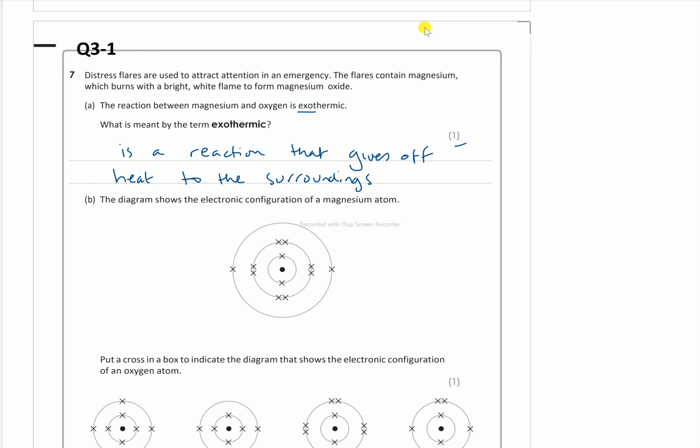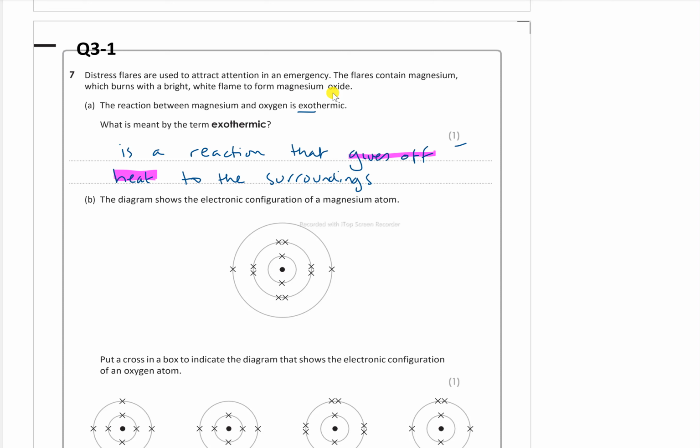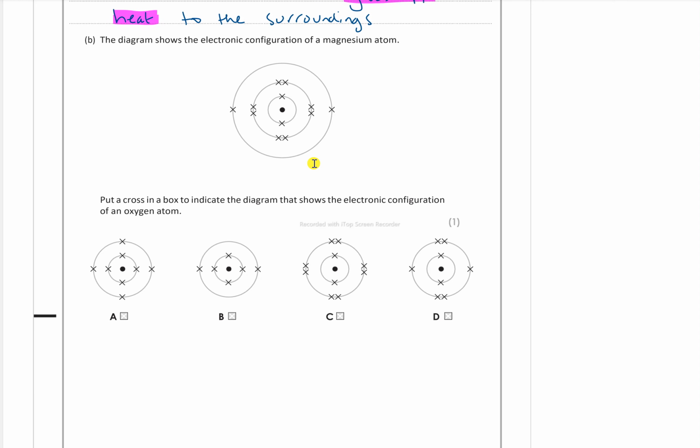Right, the main thing is that it gives off heat. So let's make that a bit bigger. It gives off heat or releases heat, whatever word you want to use. Right, okay, let's move on.